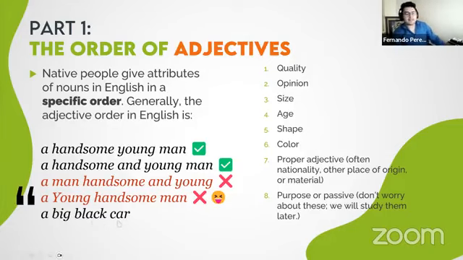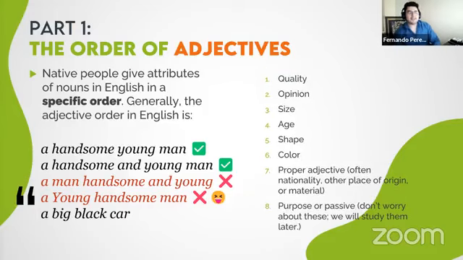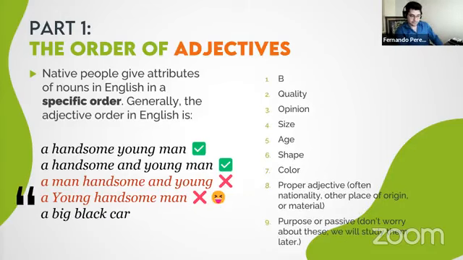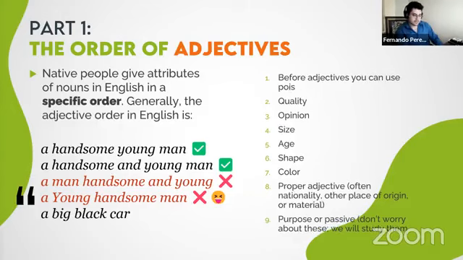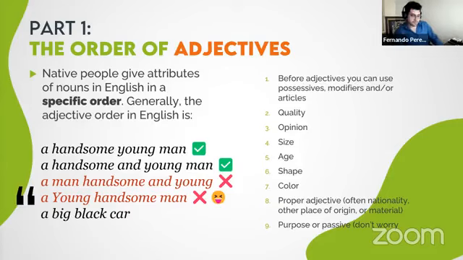And then you have the other examples. A big black car, right? And before all this chain, like quality, opinion, size, etc., you will put the rest of the family. Before adjectives, you can use possessives, modifiers, and or articles. And it becomes easy.